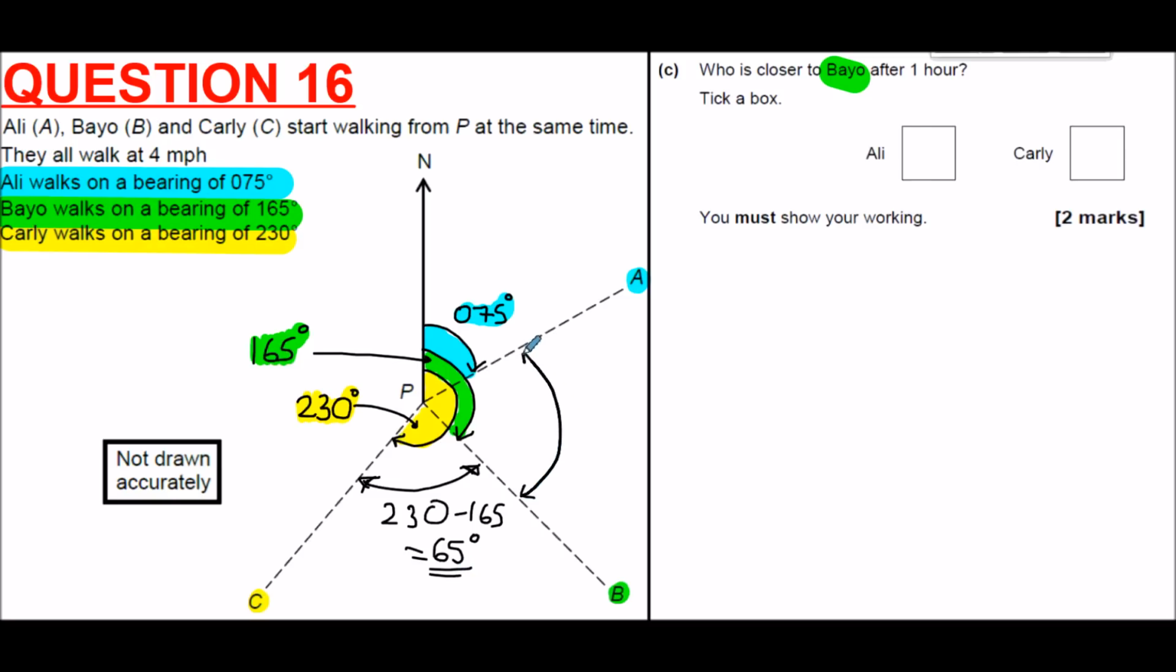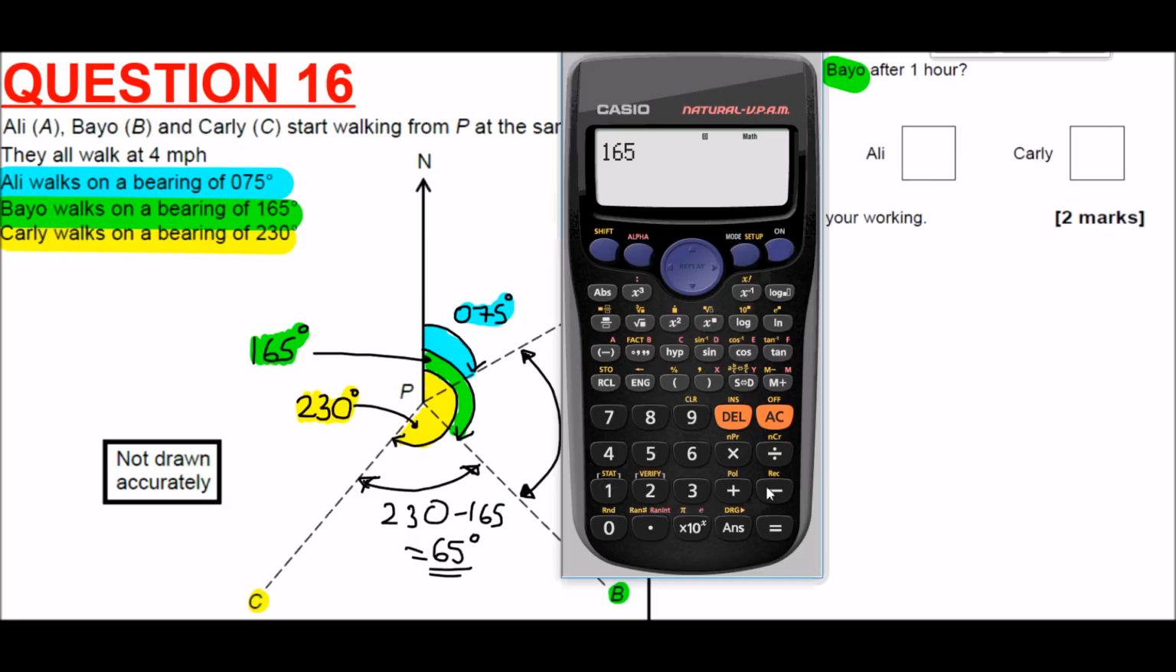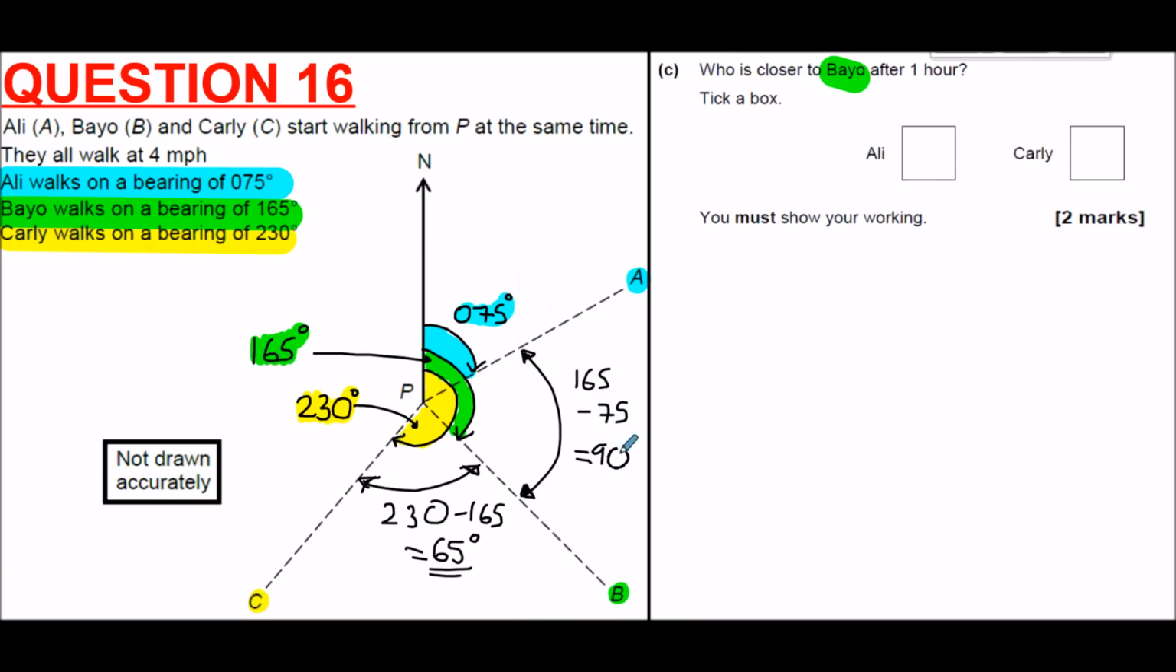Whereas we can then work out the angle between Ali and Bao. So between Ali and Bao is this green one here, 165 take away 75. So 165 take away 75 is 90 degrees. And so now you need to think about who's walking in a direction closer to Bao. Carly's only 65 degrees away in terms of direction from Bao, whereas Ali's walking away at a 90-degree angle from Bao. And so because Carly's angle is closer to Bao's than Ali's, Carly would actually be closer to Bao.